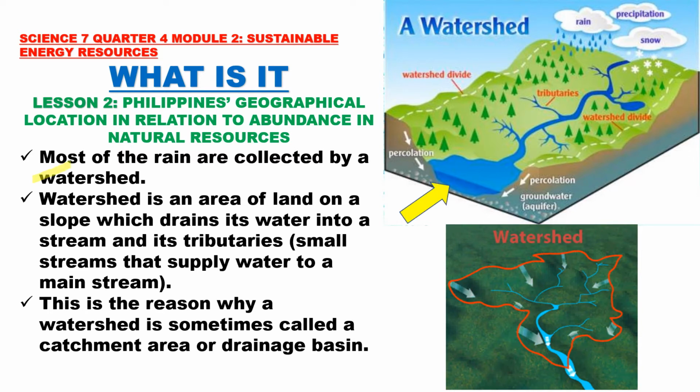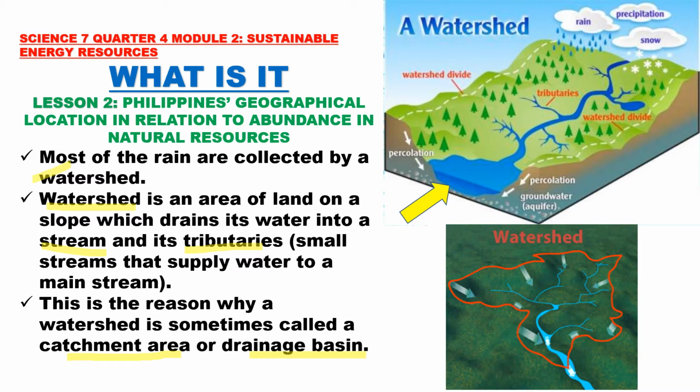A watershed is an area of land on a slope which drains its water into a stream and its tributaries, or small streams that supply water to a main stream. This is the reason why a watershed is sometimes called a catchment area or a drainage basin. A watershed affects the water quality in the body of water that it surrounds.